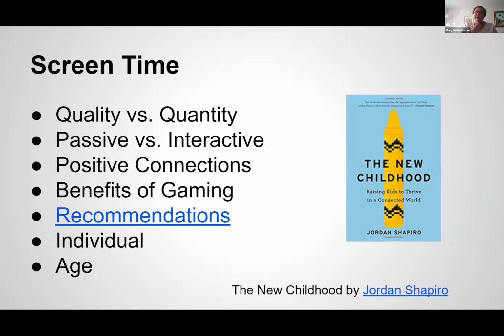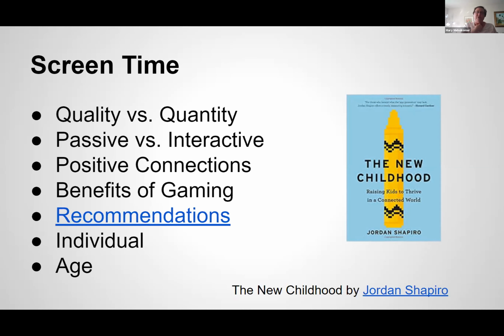But as Mike pointed out, there is a big difference in quality versus quantity of screen time. So it's just really important for parents and educators and librarians to understand, what is that person doing when they're online? Are they just sitting there watching YouTube videos and being a very passive consumer? Or are they interacting? Are they creating their own content? Are they using it to learn? Are they using it to connect with others, to create positive connections?